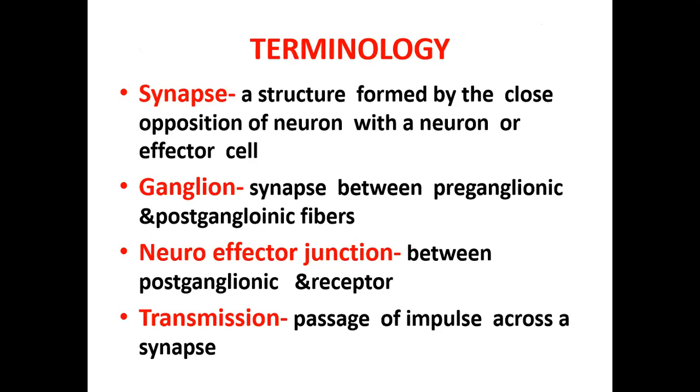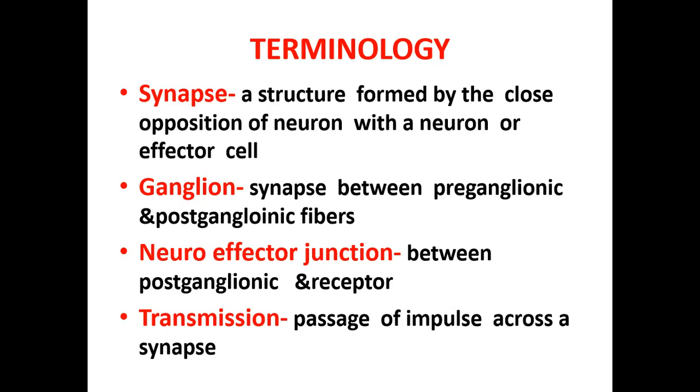After knowing the various effects of the parasympathetic and sympathetic nervous system, you should know the basic terminologies used in the nervous system, the ANS. We have one which is called a synapse. A synapse is a structure formed by the close opposition of a neuron with another neuron or an effector cell. So neuron to neuron or neuron to an effector cell is called a synapse, and it is where the neurotransmitter is actually released.